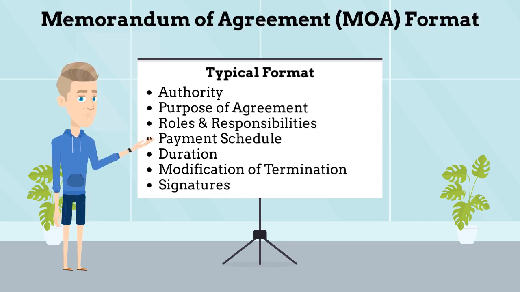The typical format of a Memorandum of Agreement includes: What is the authority? Purpose of the agreement. Included in the purpose of the agreement should be the names of the parties involved. Brief description of the scope of work. Financial obligations of each party, if applicable. The dates the agreement is in effect. Key contacts for each party involved.